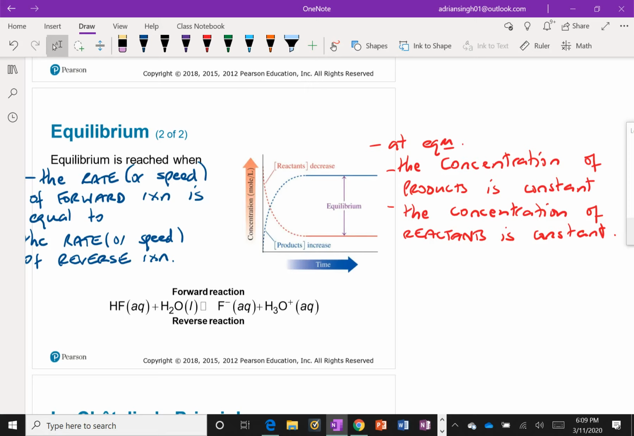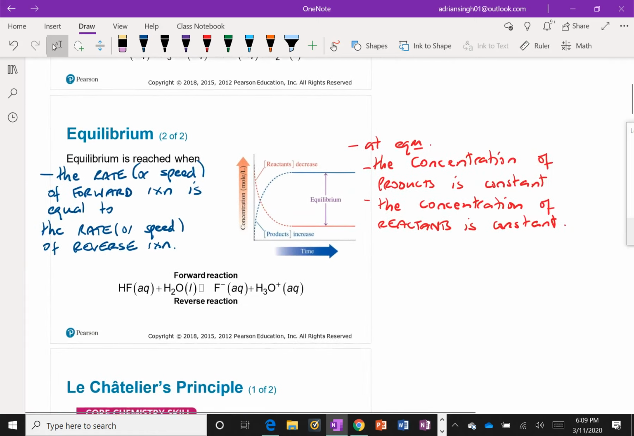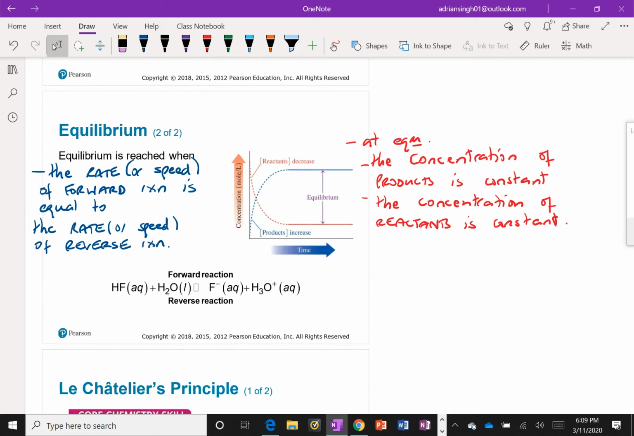Those are a couple of the hallmarks of systems that are at equilibrium. Equilibrium is established when the speed of the forward reaction equals the speed of the reverse reaction. And as a result, the amount of products that you have doesn't change. The amount of reactants that you have doesn't change either. You can apply that reasoning to any chemical system that is at equilibrium. It doesn't have to be acid-base equilibria. It could be other types of equilibria as well.